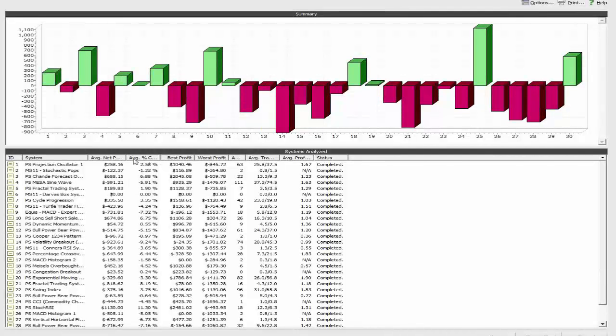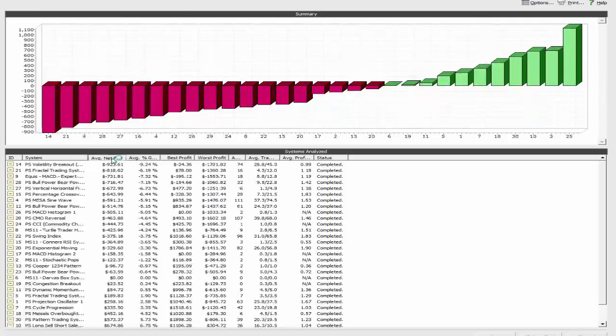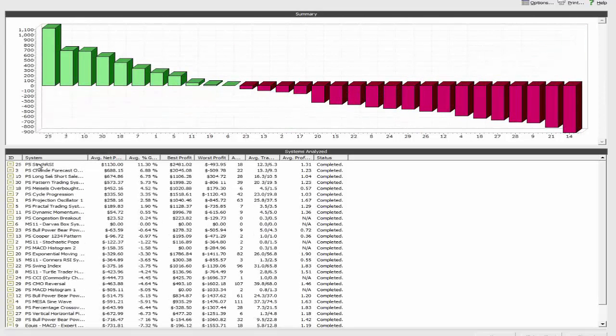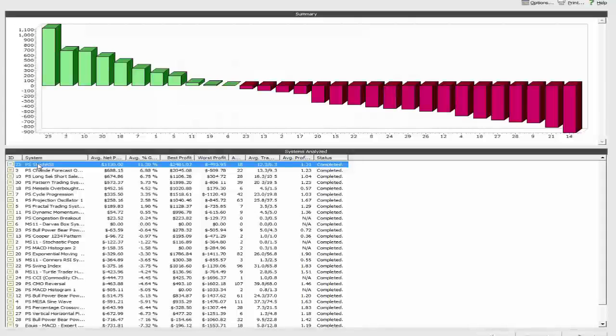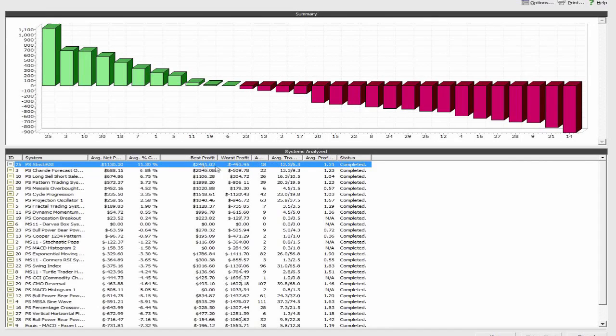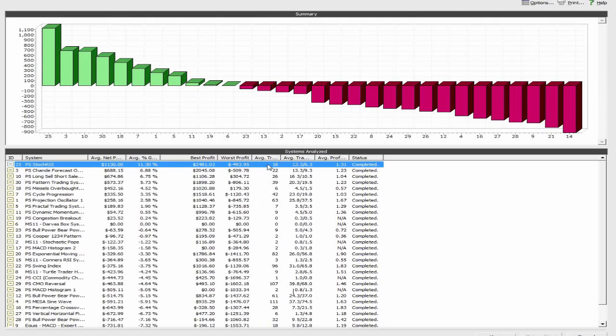So what I'm going to do here is sort it based on the average net profit. Our best performing system on the basket of stocks that we selected had an average net profit last year of about $1,100, which is 11%. The best that it performed was about 2,481, with the lowest performer being 493. 18 trades in a year. What that means is just more than 1 trade a month on that particular system.